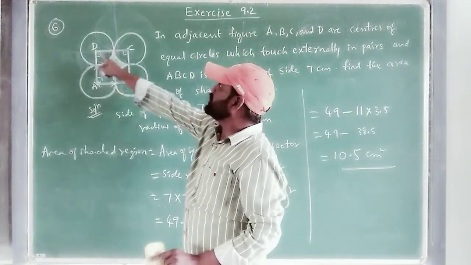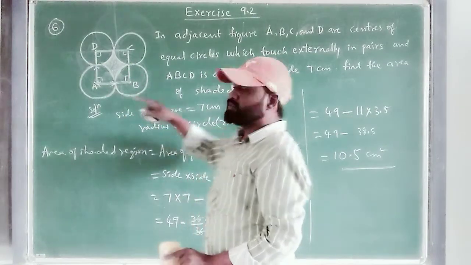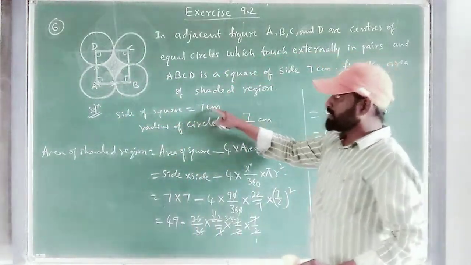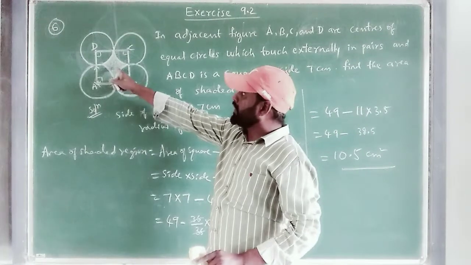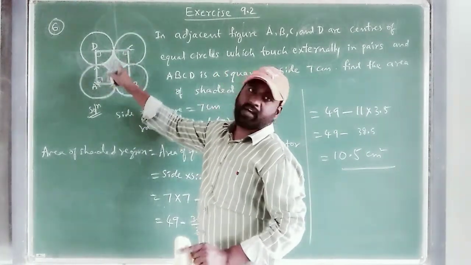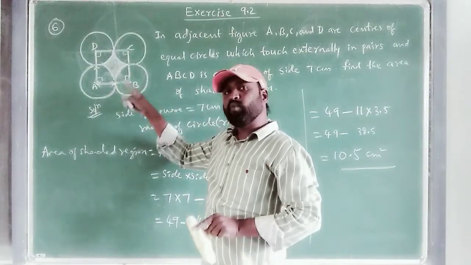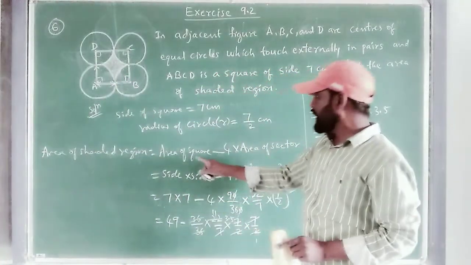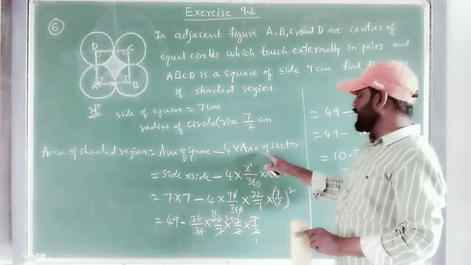So the center points when joined, a square is formed whose side is 7 centimeters. The shaded portion is nothing but the area of the square minus the area of the 4 sectors. All 4 circles are equal, which means all 4 sectors are also equal. So, area of the square minus 4 into the area of a sector.